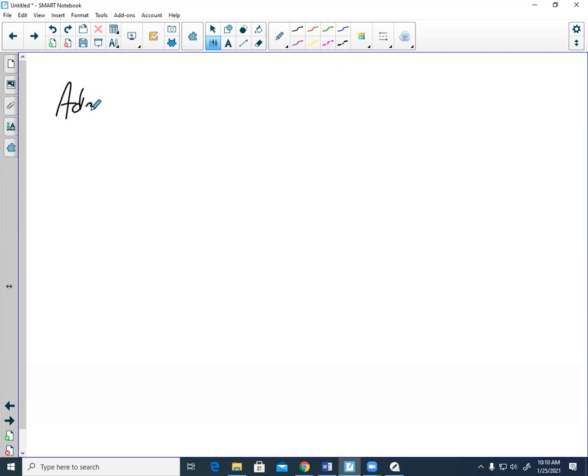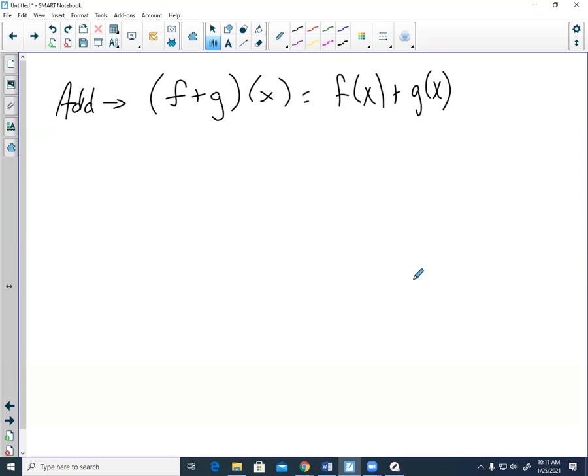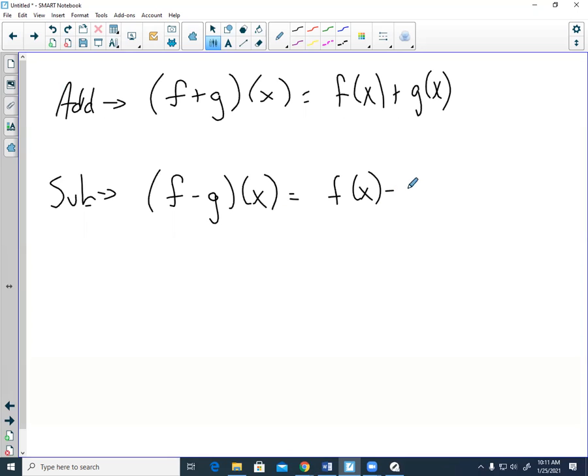So if you are asked to add two functions together, the way that you are going to be asked to do that is like this. What this means is you are going to take whatever the function f is and add it to whatever the function g is. So in simple notation, it looks like this, where we take our two functions and add them together. Every one of the other functions will follow in the same kind of format. So when you subtract two functions, it's going to say f minus g of x, which is the two functions being subtracted.